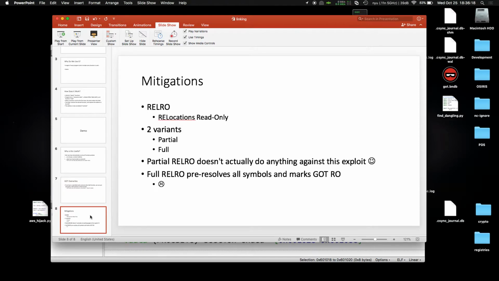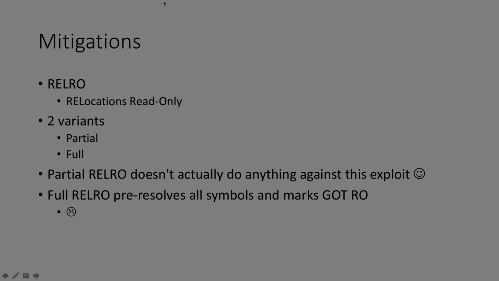So this is obviously kind of a big deal. So what have people done to mitigate this? There's this thing called RELRO, which is relocation read-only. It basically does as advertised. It sets the actual pages where the relocations live to be read-only, so that you can't write to them. This has 2 variants, though. There's partial and then there's full. Partial RELRO, in our case, doesn't actually do anything against the exploit, and partial RELRO is what's enabled by default for compilers. So by default, if you can get a write-what-where, you've got code execution, more or less.